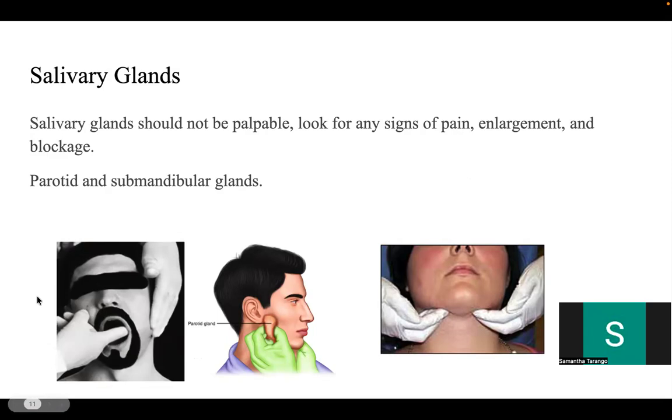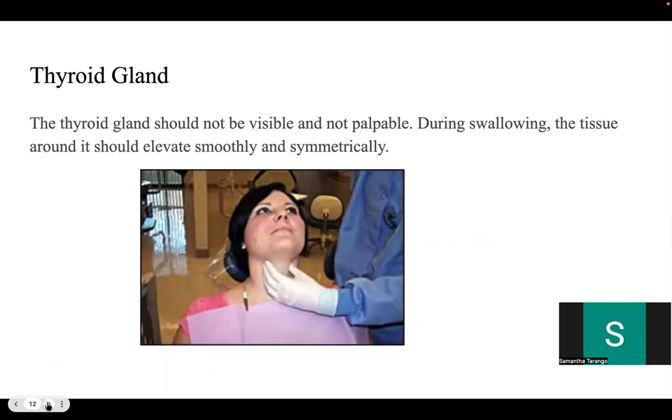Salivary glands should not be palpable. Look for any signs of pain, enlargement, and blockage. We're looking for the parotid and the submandibular glands. For the thyroid gland, it should not be visible and not palpable. During swallowing, the tissue around it should be elevated smoothly and symmetrically.